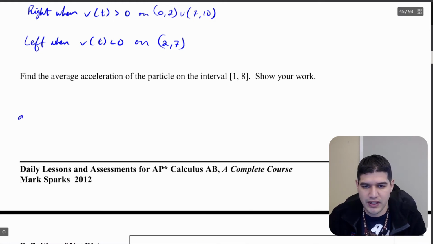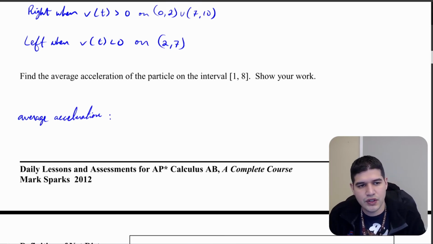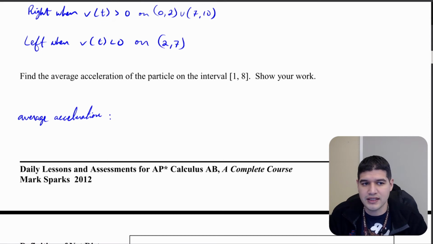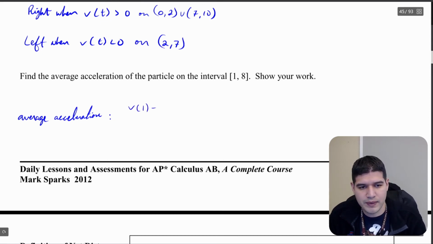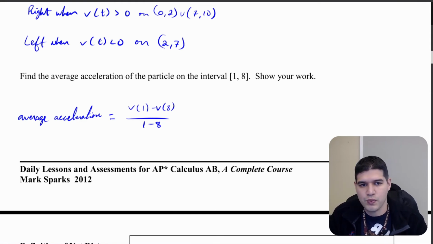So let's see, we want to find average acceleration. So how do we do that? Well, we're given velocity. In order to find average acceleration, that's going to be the derivative of velocity, or the secant line for that velocity function, which we're given in our graph. So we want to find v of 1 minus v of 8 over 1 minus 8. And of course, it doesn't really matter if you go v of 8 minus v of 1 over 8 minus 1. You can flip it either way and it's going to work out.